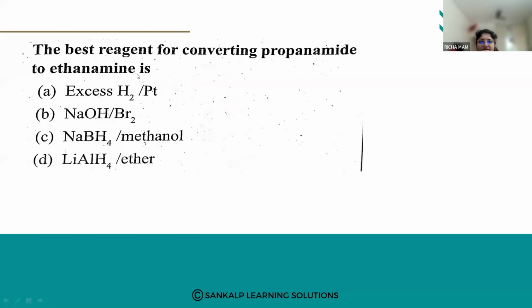Next question: the best reagent for converting propanamide to ethanamine is? Which is the best reagent to convert your propanamide to ethanamine? Yes, it is NaOH and Br2. Let me write the reaction.